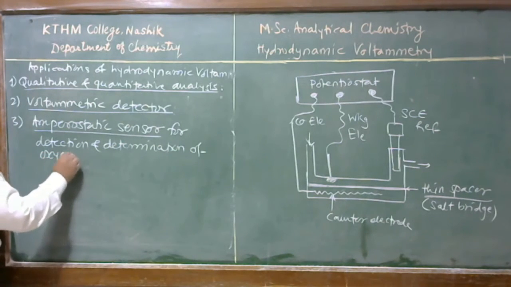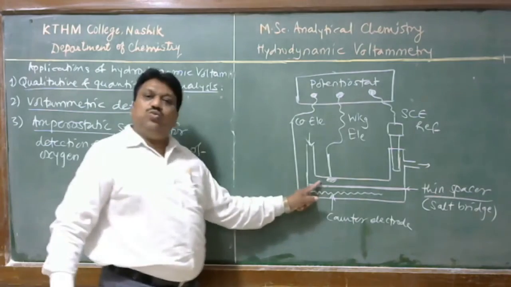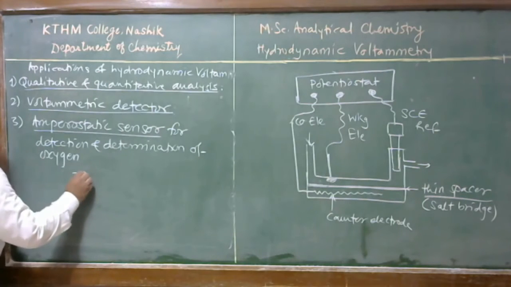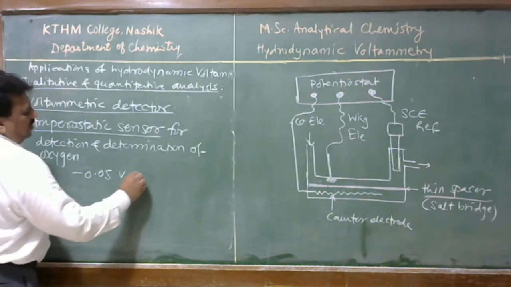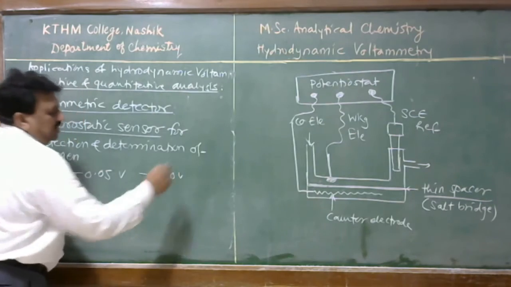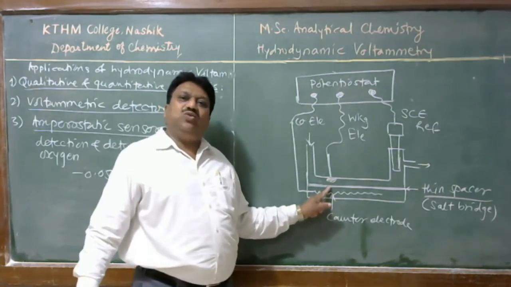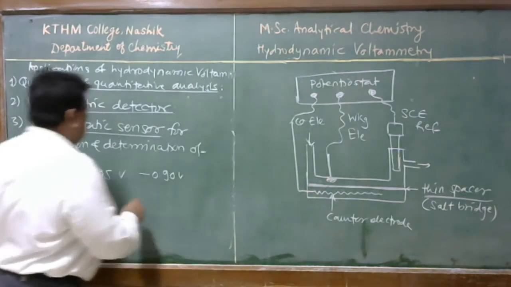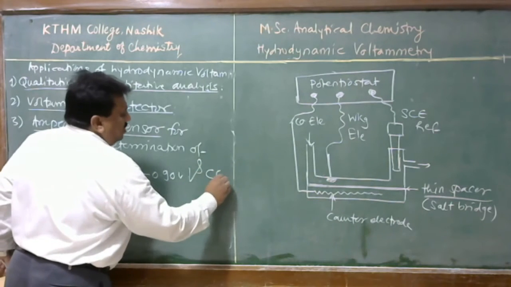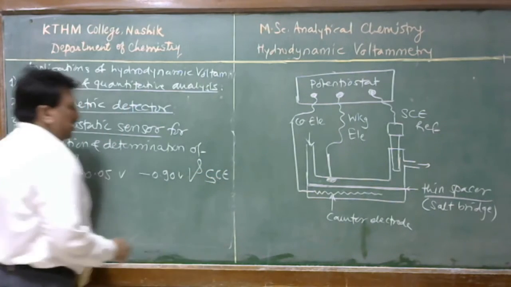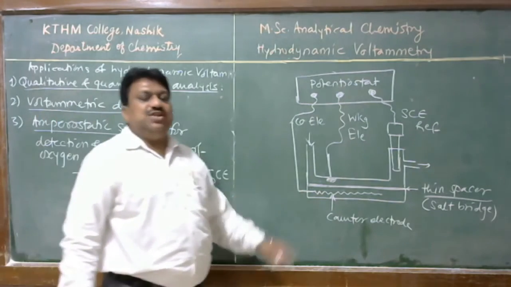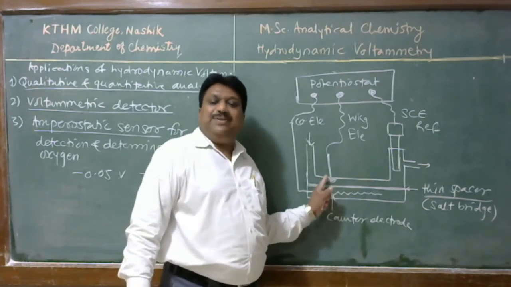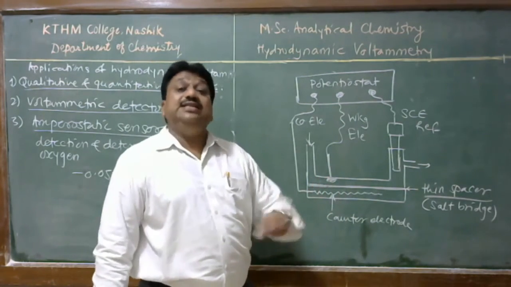Therefore, here, similar to this electrode, similar to this detector, we know that oxygen is reducible at potential minus 0.05 volt or minus 0.90 volt. Therefore, the potential of this working electrode is adjusted either to minus 0.05 volt versus saturated calomel electrode or minus 0.9 volt versus saturated calomel electrode, at which the oxygen present in a sample solution is reduced.